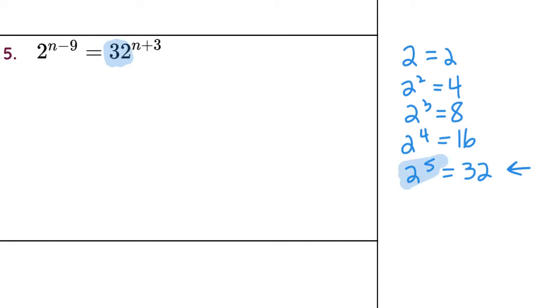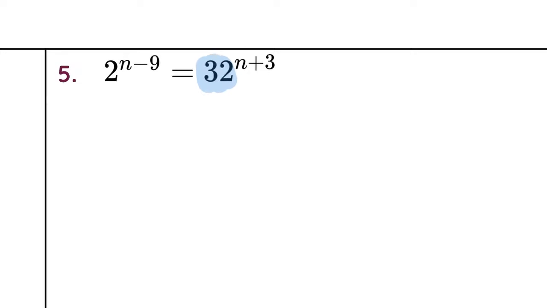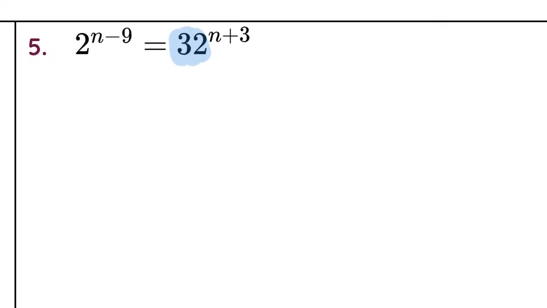But it already has an exponent, so we're going to have to add that on to the end. So here's how we're going to write it. Left side is going to stay the same, 2 to the n minus 9. Then on the right, 32 is 2 to the 5th, but then the exponent that it already has still needs to be there.